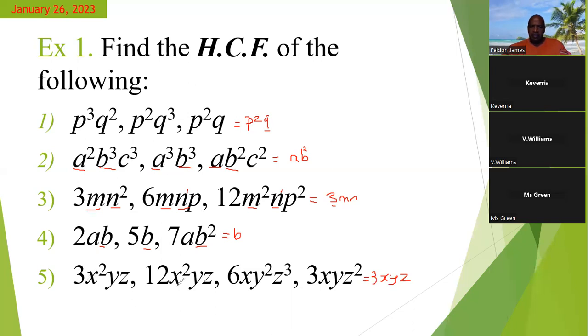For the x, yes, the x's are all common. Lowest power of x is just x, correct. For the y, it is common to all of them. Lowest power of y is just y, correct. For the z, it is all common, yes. Lowest power of z is just z. Correct, Miss Cabrera. Very good. Thank you very much. All right, guys. So everybody got all of these correct. Let me see the hands of those who got all of these correct.